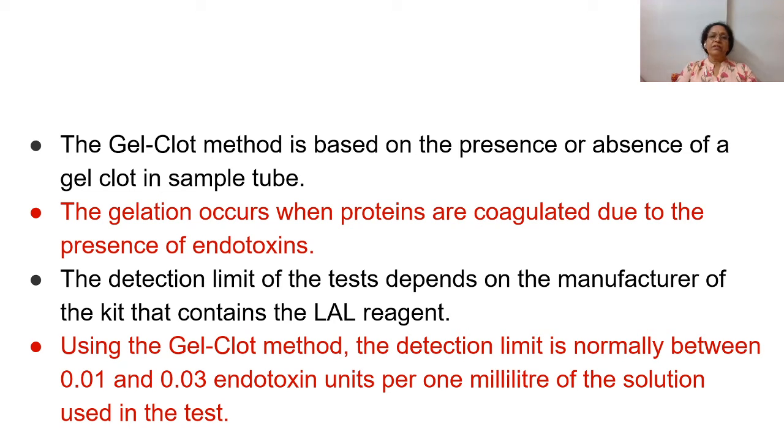Here, the basis of this test is that gelation occurs when proteins are coagulated due to the presence of endotoxins. Means whatever proteins are present in the hemolymph of the horseshoe crab, they get coagulated if endotoxins are present. The detection limit of this test depends on the manufacturer who prepared the LAL reagent. And using this gel clot method, the detection limit is normally between 0.01 and 0.03 endotoxin units per ml of solution used in the test.